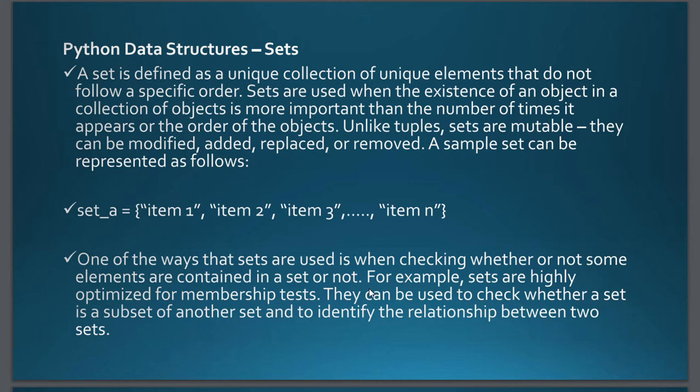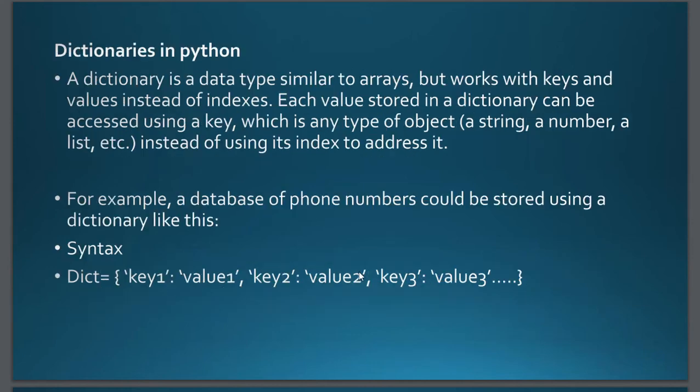A sample set can be represented as follows: set A is equal to, start with parenthesis, item 1, item 2, item 3, and so on. One of the ways sets are used is when checking whether or not some element is contained in a set. For example, sets are highly optimal for this. One of the most important things about a set is that it doesn't allow duplication of values. We must remember these things.